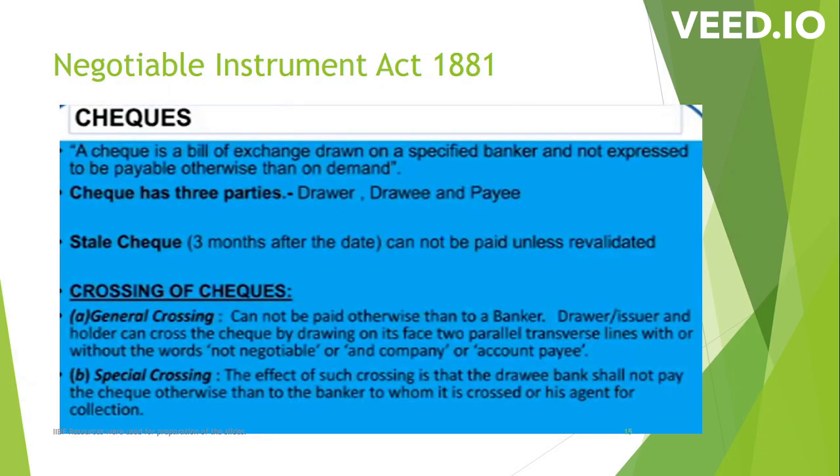So check is defined under the Negotiable Instruments Act 1881. Check is nothing but a bill of exchange drawn on a specified banker. You see, if it is a checkbook of ICICI, only ICICI Bank will make a payment for it, and not expressed to be payable otherwise than on demand.